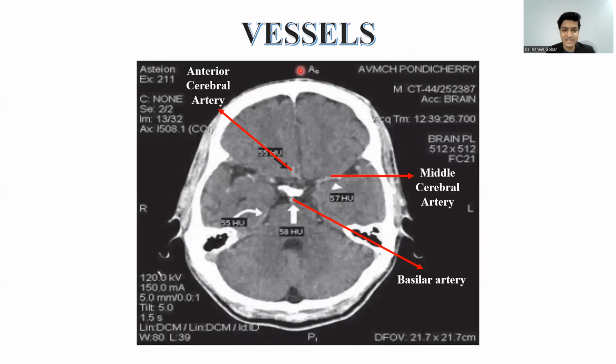Let's move towards the vessels. I have not made a lot of slices about the vessels, but let's see. This here is actually the circle of Willis. As you can see bilaterally, these are the ACA. This is the middle cerebral artery, and posteriorly we have the basilar artery. And here the black structure is the CSF cisterns, the basal cisterns.